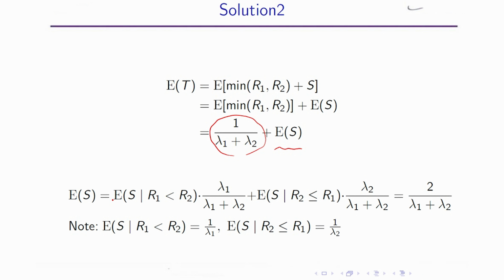Expectation of S can be written as expectation of S given R1 less than R2 times the probability that R1 is less than R2, which is lambda 1 over lambda 1 plus lambda 2, plus expectation of S given R2 less than or equal to R1 times the probability that R2 is less than or equal to R1, which is lambda 2 over lambda 1 plus lambda 2. So totally that will become 2 over lambda 1 plus lambda 2. So if we put it back in here, we still get the same result, 3 over lambda 1 plus lambda 2.